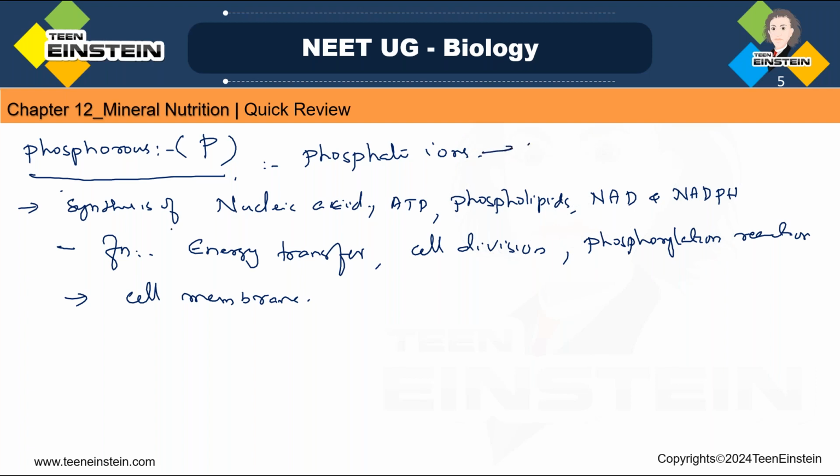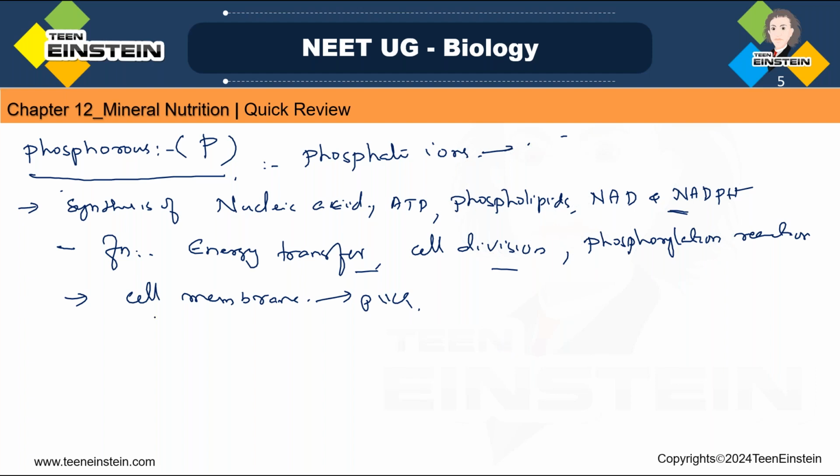This is a previous year question, and it is involved in the synthesis of nucleic acid, ATP, phospholipid, NAD and NADPH. Okay, this was a previous year question. And main function, energy transfer, then cell division, phosphorylation reaction. And phosphorus is a main constituent of cell membrane. Okay, this is also a previous year question. And here the energy transfer, phosphorus is involved. So like that assertion type questions you will get from this. So from here, 3 previous year questions were there.